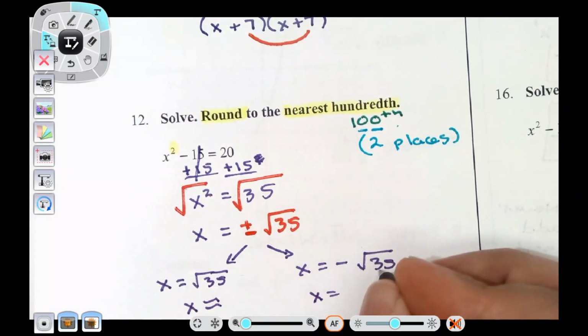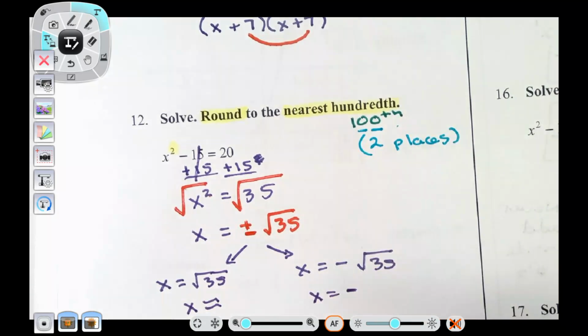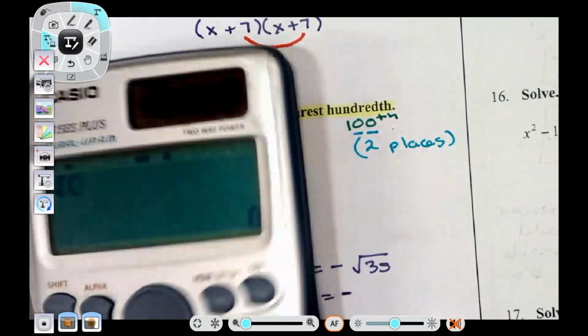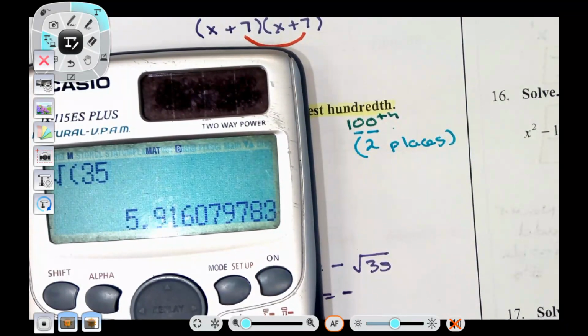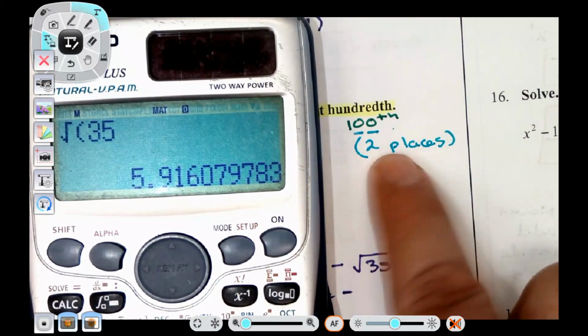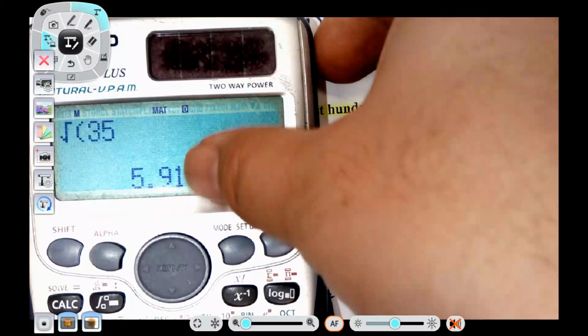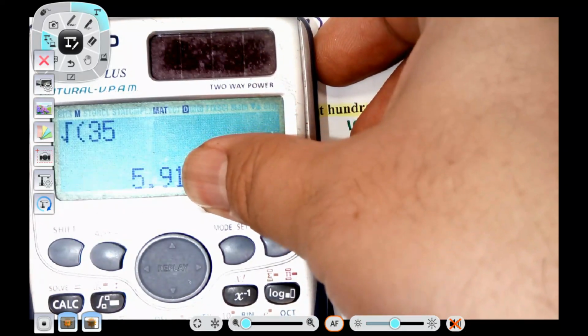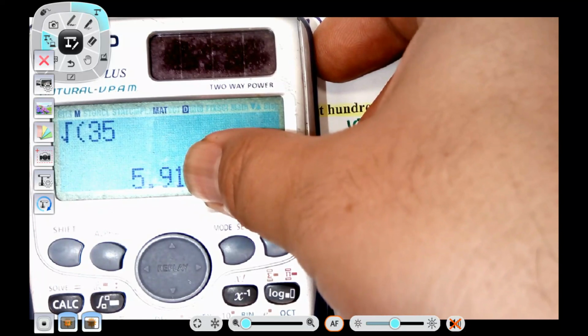Now you notice it's the same number, so I'm just going to put a negative. And now let's let the calculator take over. We're going to type in the square root of 35. All right, so here's what the calculator's telling me. Now remember, we did say 2 places over. So I'm going to block that out right there. So my answer is 5.91 or 5.92.